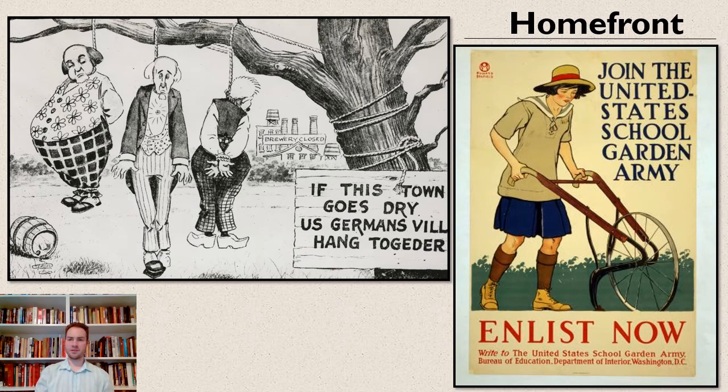Or you could look at this other poster: "Join the United States School Garden Army." So even if you're at school as a kid, you can't be a soldier, you can't go fight, you're too young to work in the factory making bullets or whatever. But even still, you can participate in the war by growing a garden at your school and eating those foods rather than buying foods on the market. This plays into that idea of rationing, which we'll look at too in a second.